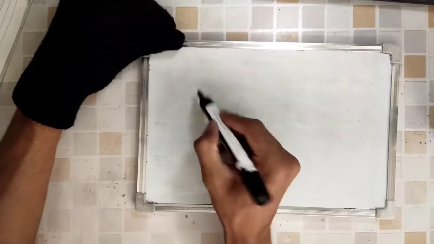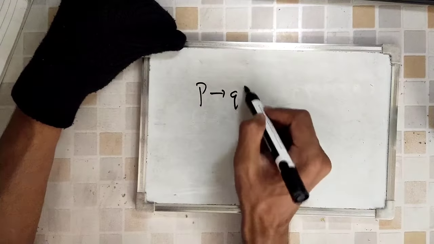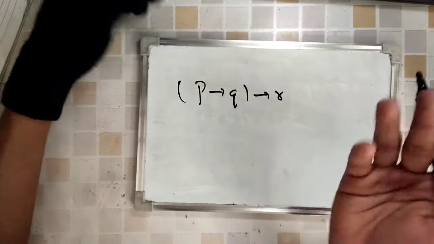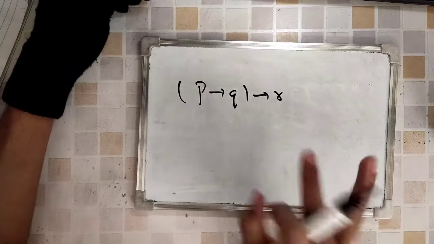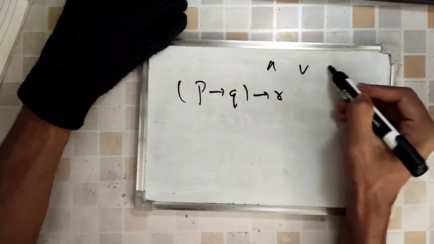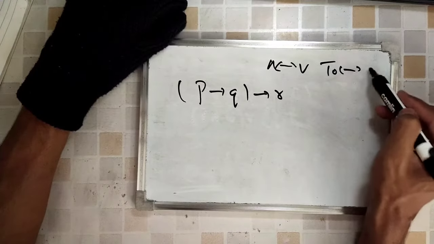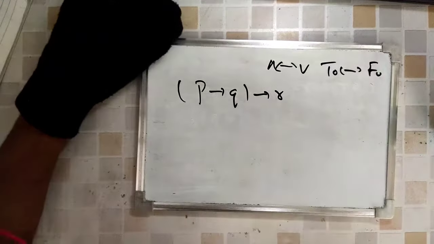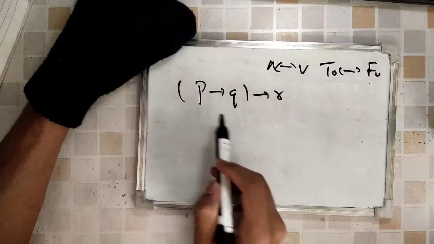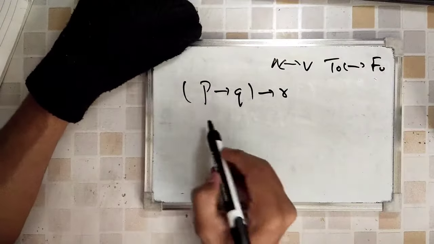You don't think it will be so simple. Now we will see the twist. They gave it like this: (P implies Q) implies R, and they have asked to find the dual of this. Duality we know only deals with and, or, and tautology: this will become this or this, and tautology will become F naught, contradiction. But how to do this? We have to solve here. First inside the bracket I will solve.